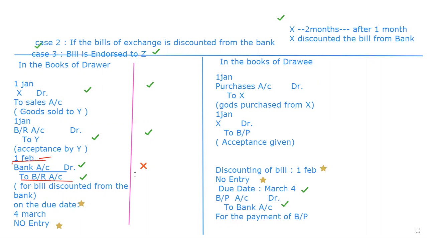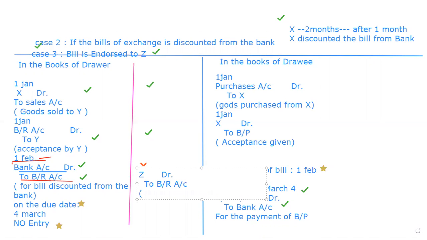It is for the endorsement. Now the bill is endorsed to Z. What happened in that case? At the time of endorsement, the entry will become Z debit to BR account. Z debit to BR account.